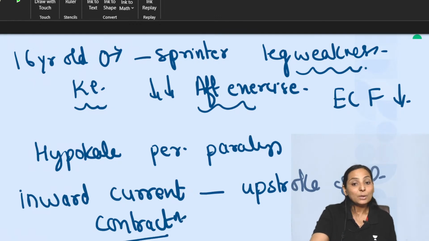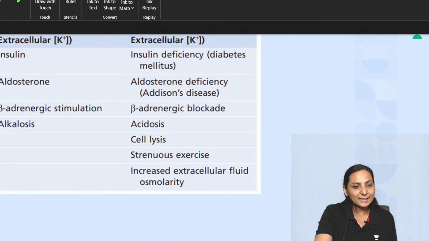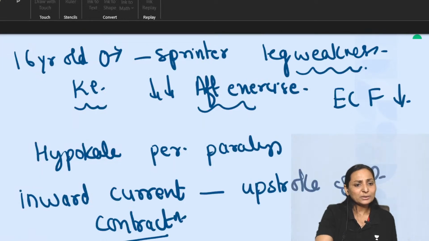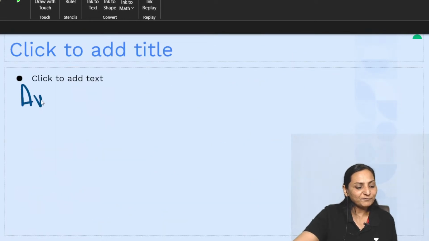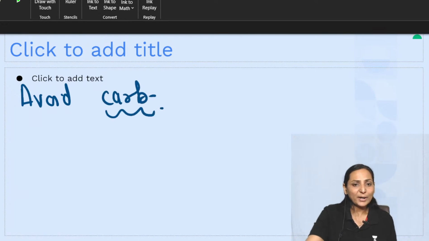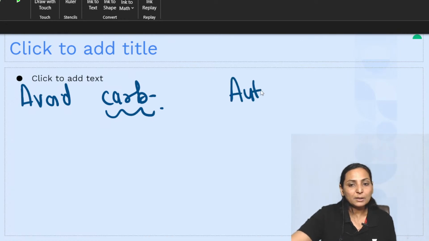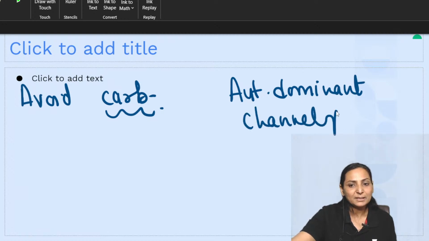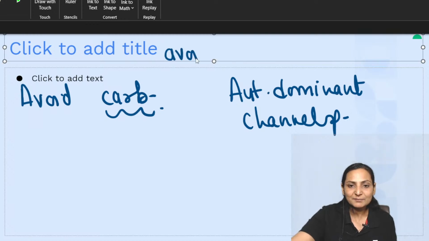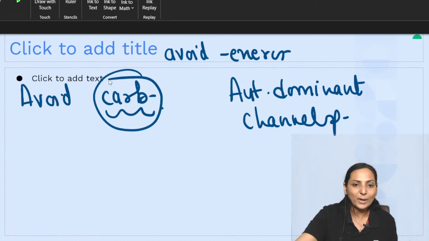be having muscle weakness. Now in this case, the doctor advises to avoid carbs. Why did he avoid carbs? This is typically an autosomal dominant channelopathy, and the doctor advises to avoid, as far as possible, exercise and also avoid carbs.